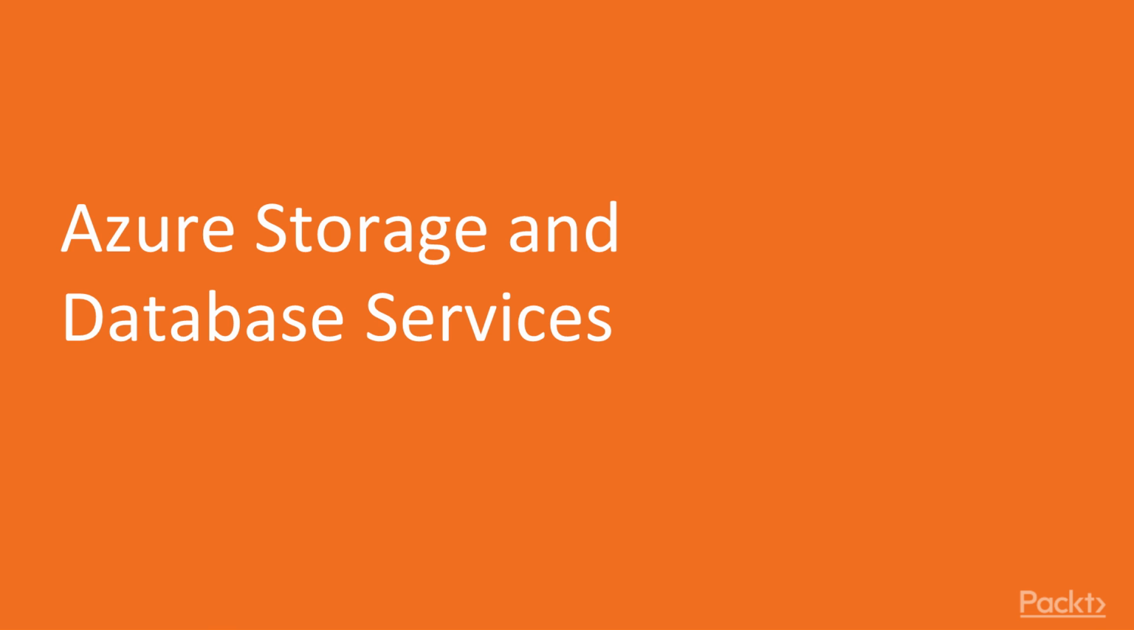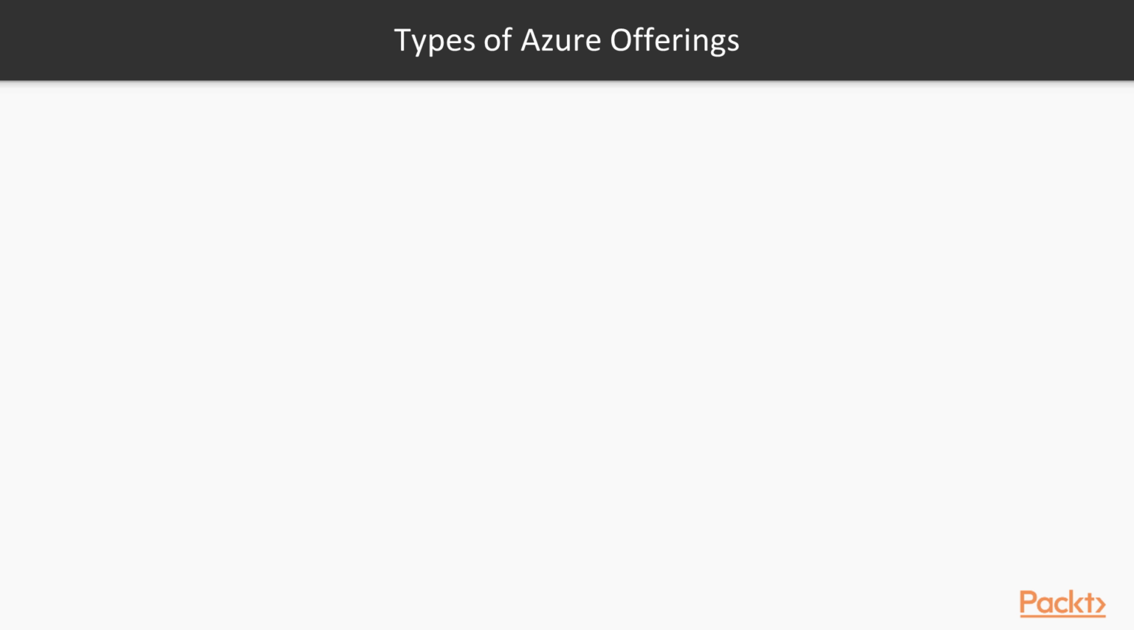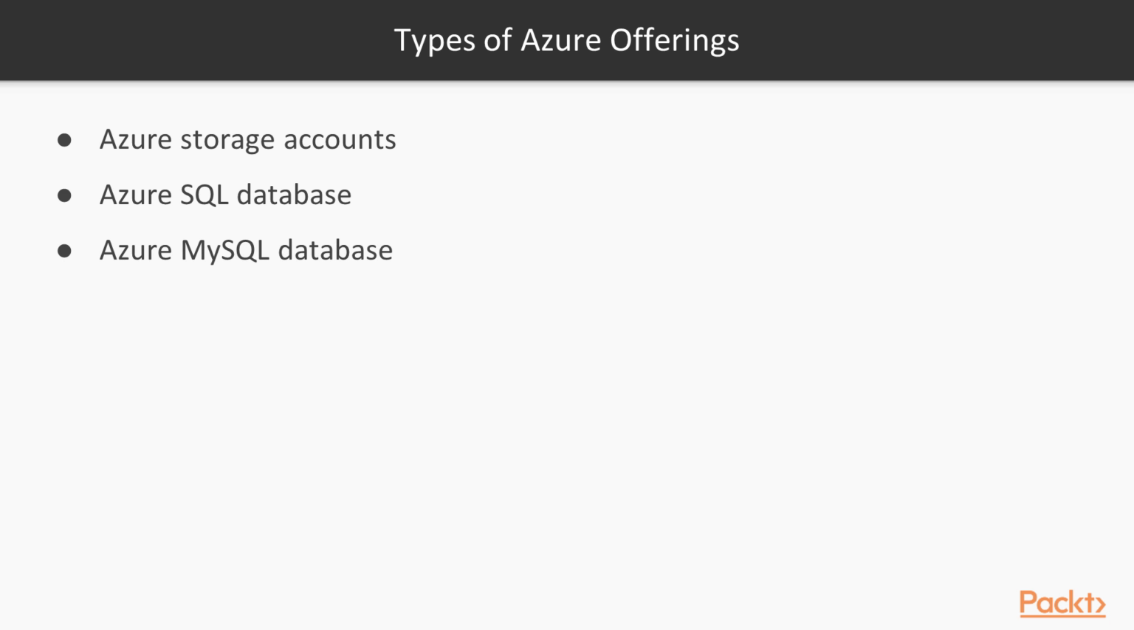Let's go further. Principally, there are three categories of storage and data services possible in the Azure platform. One, object storages, two, non-relational database services, three, relational database services. In my experience, I've seen the following to be the most predominantly used Azure data and storage services. For one, it is Azure Storage Accounts, Azure SQL Database, Azure MySQL Database, Azure Postgres Database, and Azure Cosmos DB.